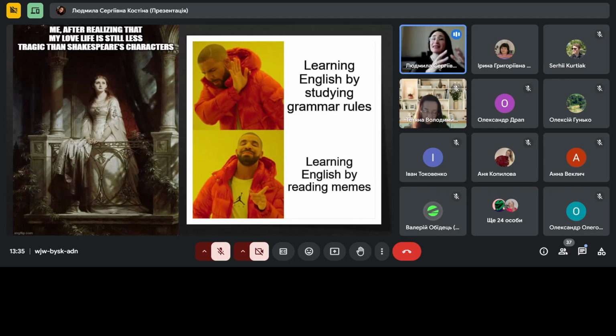So now a classic meme, a young lady on the balcony, and the words, me after realizing that my love life is still less tragic than Shakespeare's characters. You see, her face is quite relieved. And another meme depicts what? Learning English by studying grammar rules. We're not so happy about this, but we're so happy when learning English by reading memes, and that's nice. That's quite useful, yes?